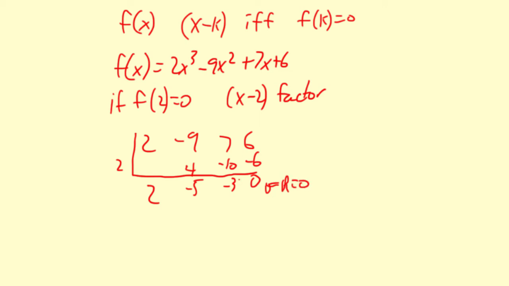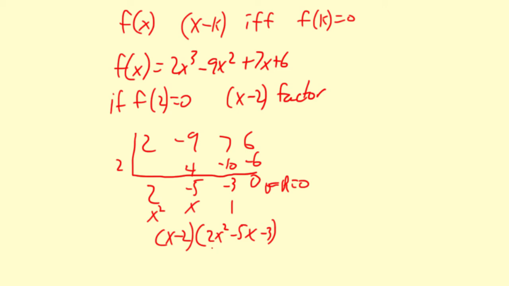That means this divided in evenly, and when something divides evenly, it is a factor. So this is the constant term, this is the x, and this is the x squared. So that means I found one factor, x minus 2, and then I have 2x squared minus 5x minus 3 left over. That's from the quotient here.